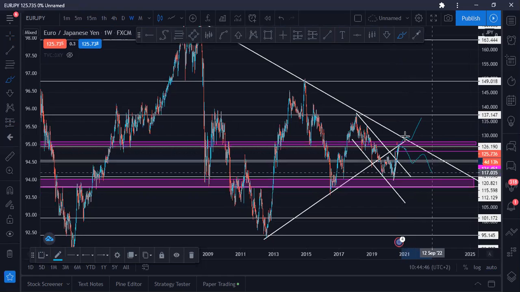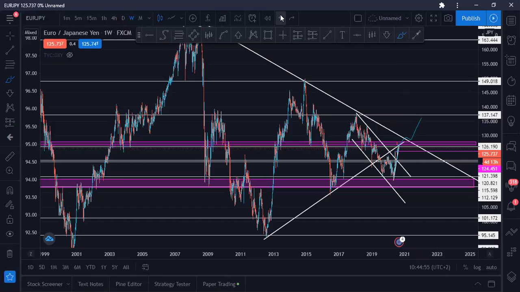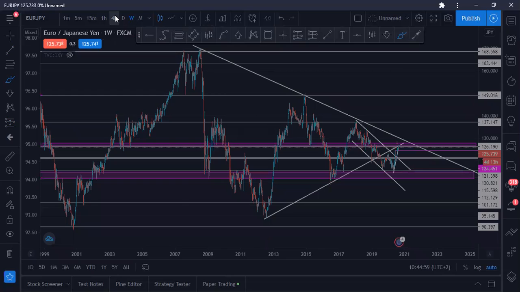So right now, let's see what happens around the zone, and then potentially we could see a nice trade to the upside. But my bias to the euro is to the upside. So let's see what plays out here.